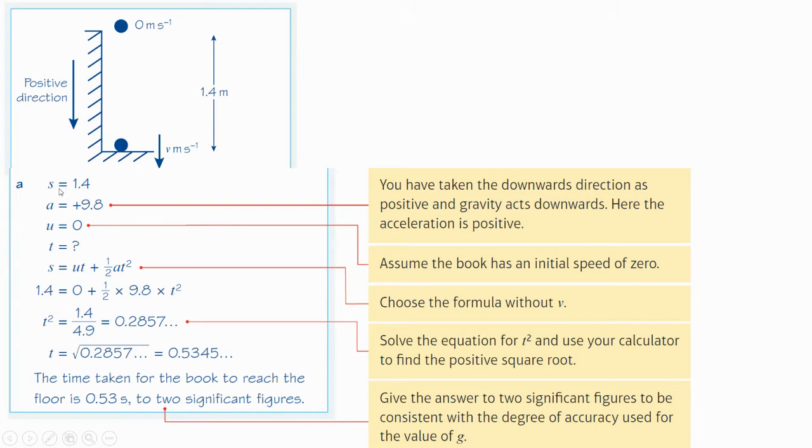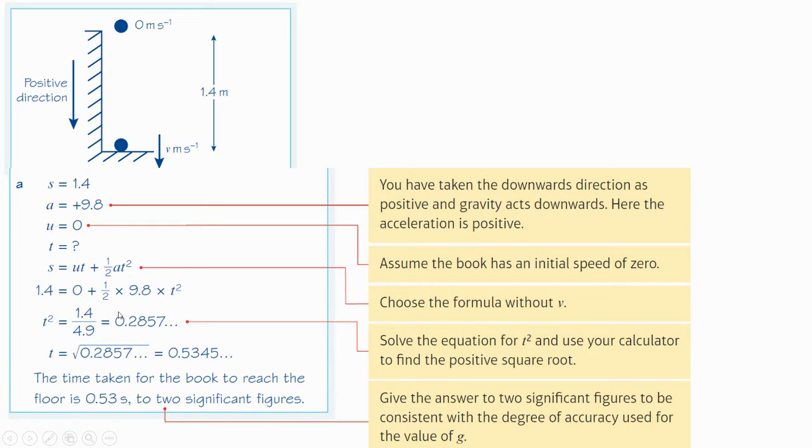So we know that the distance is 1.4, gravity is 9.8, plus because we're saying positive direction is down, initial speed is 0, and we're trying to find out the time, so T has got a question mark. So S, A, U, and T, no V, that means that we're going to use this formula, S equals UT plus a half AT squared. Nicely, this disappears because 0 times whatever T is still 0. A half times 9.8 times T squared.